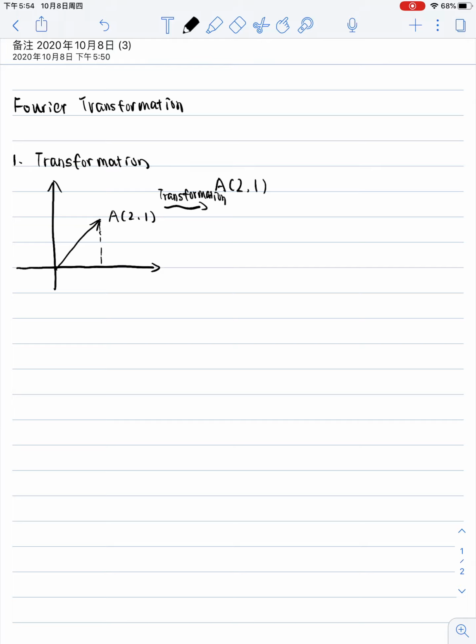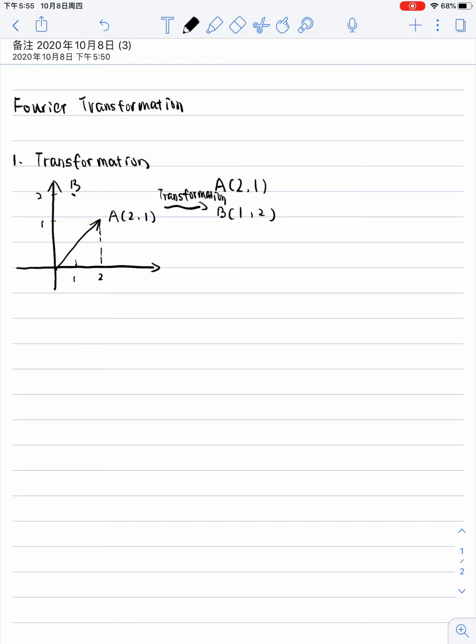This is called transformation. And also, they can be converted to each other by direction. For example, the vector in the coordinates can be converted to a point, and also this point, this vector can be drawn in those coordinates. Also, we have another point called B. For example, this is 2, 1. Okay, this is 1, 2. Okay, we have another, it's called B. B is 1, 2.